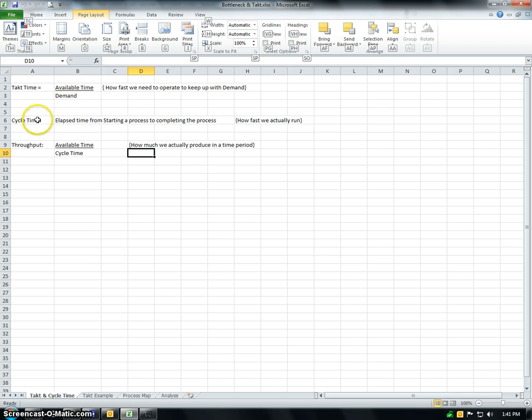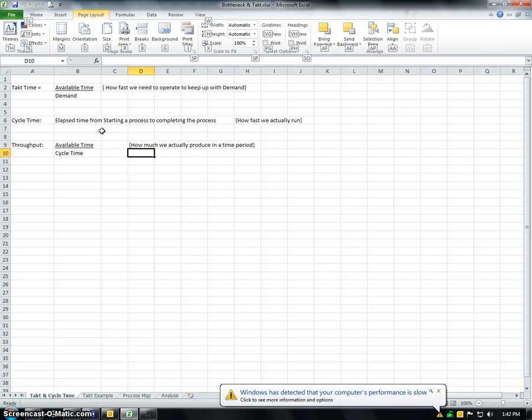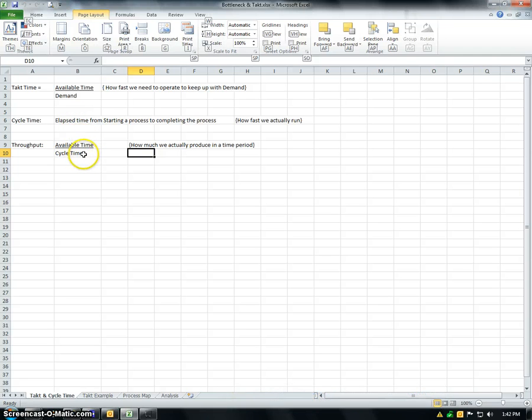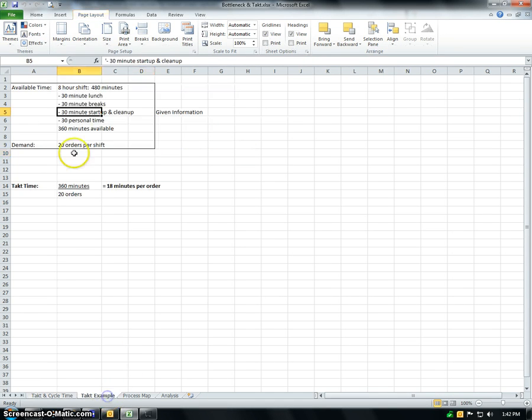How fast it can run is what we call cycle time. It's the elapsed time from starting a process to completing a process. Sometimes we'll see cycle time for individual steps in a process, sometimes cycle time for the entire process as a whole. It tells us how fast we actually run. And we can play around with cycle time and available time to tell us throughput. Throughput is how much we actually produce in a given time period. So we're going to take our available time and divide that by a cycle time. So how many hours are we up and running divided by how fast do we produce or process customers. Let's look at an example here.